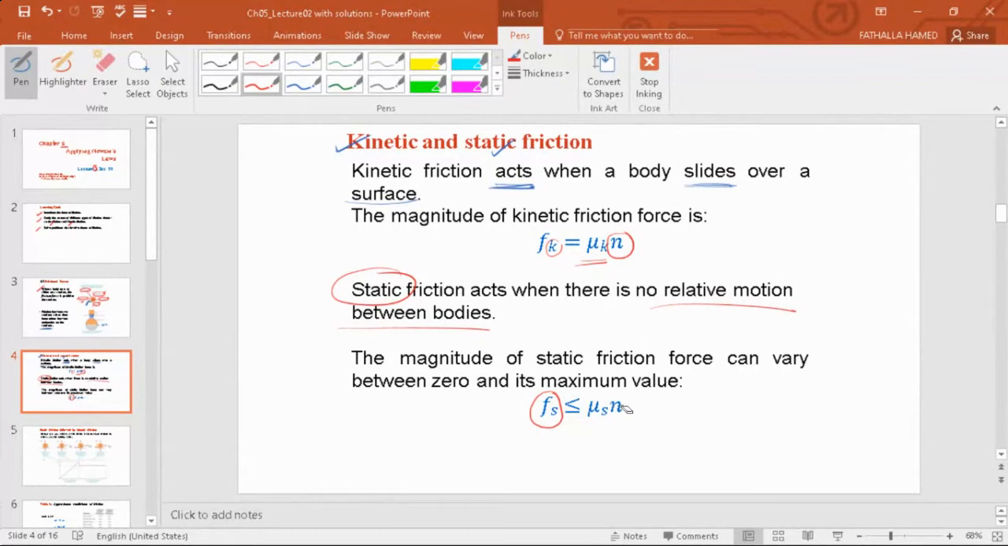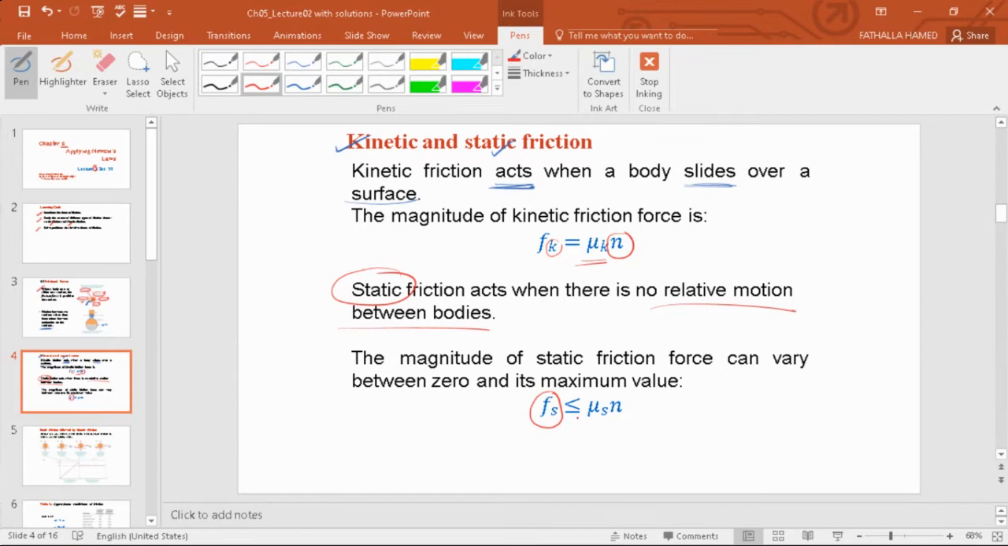So here we say that it has a maximum value, because in your experience, if you try to push an object which is resting on a surface, the force may not be enough, but if you start increasing your force, then the object breaks loose and starts moving. So the friction that is resisting you is increasing till it reaches a maximum value. And then at that maximum value, that's it. You don't have any static friction anymore, and the object starts moving.